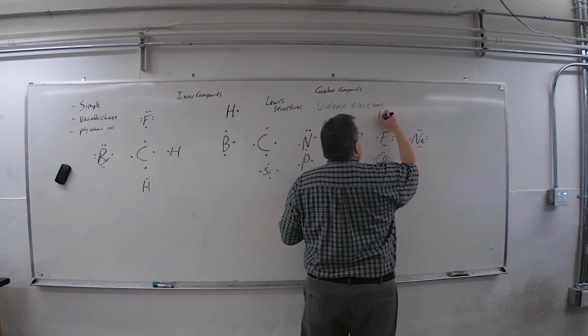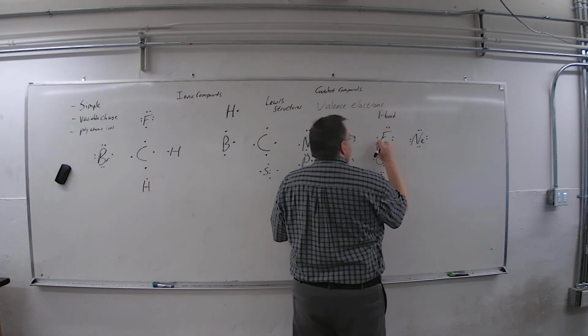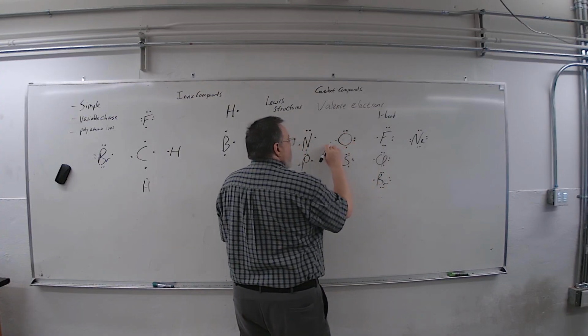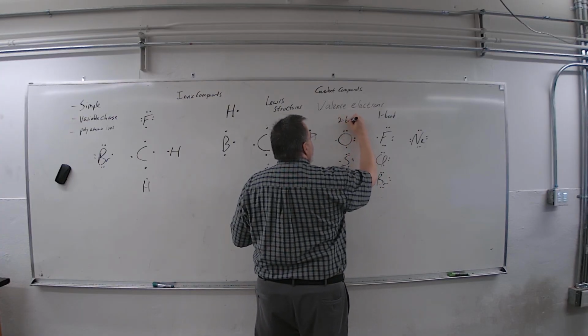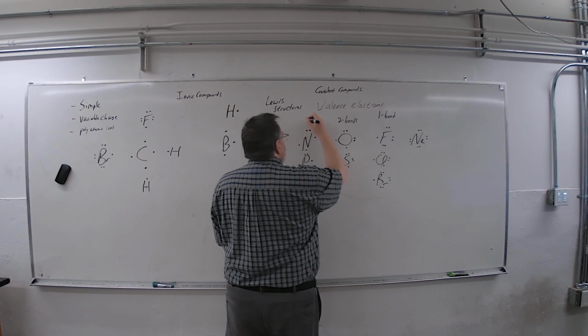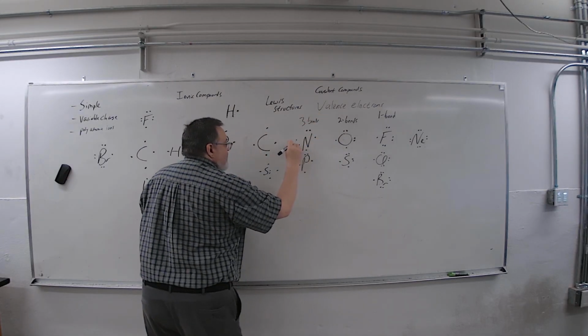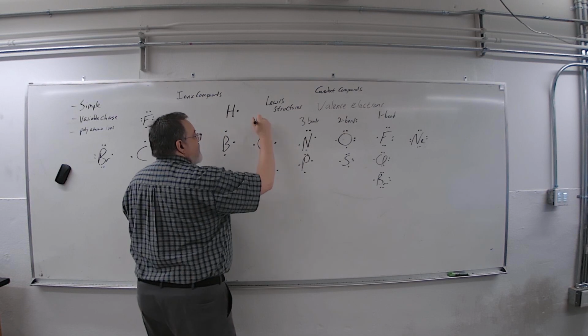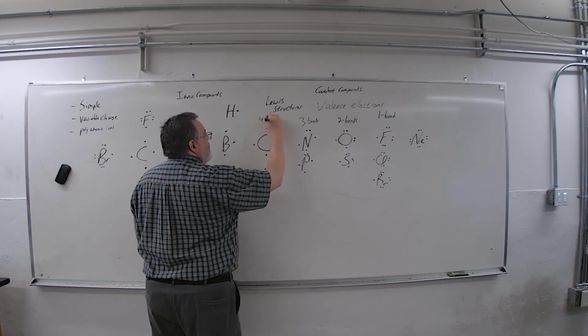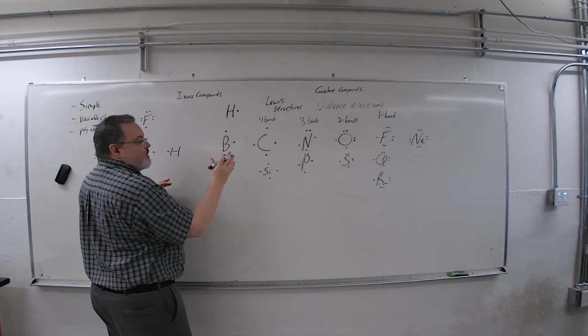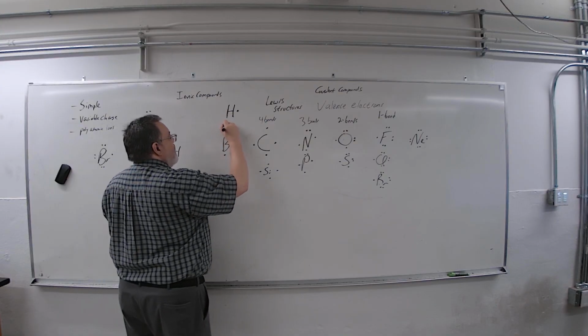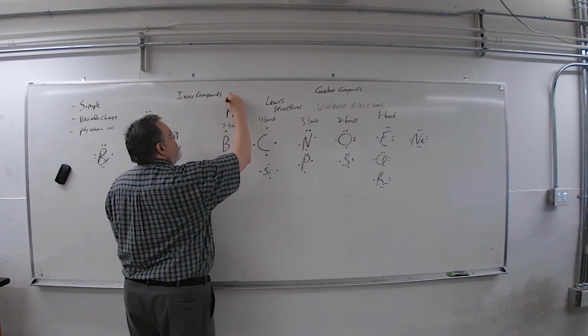That means these can make 1 bond because they have that 1. This can make 2 bonds. This one can make 3 bonds. It's got 3 single electrons. This one will make 4 bonds. But actually, we're back to 3 here because this one only had 3 anyway. And hydrogen.